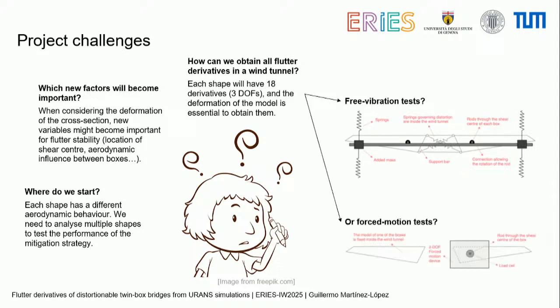So we decided to go with the other approach, which is using forced motion tests. Of course, we could try to excite both boxes with 2 forced motion devices, so we can excite the global degrees of freedom, but it makes no sense to have 2 forced motion rigs. It's of no use to the testing facility, so instead we decided to go only with one and try to excite one of the boxes at a time.